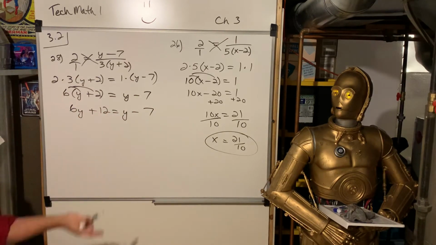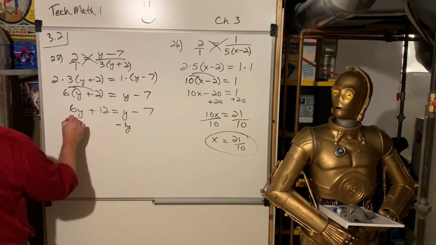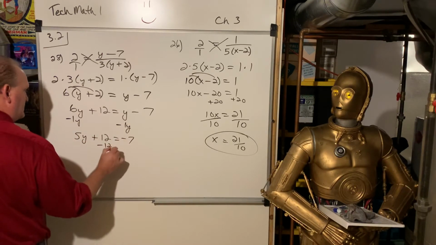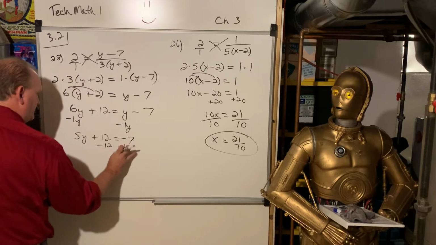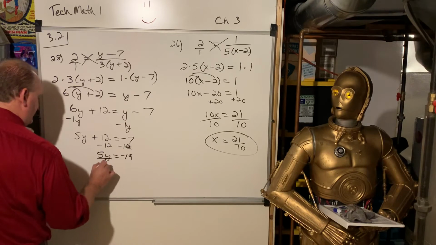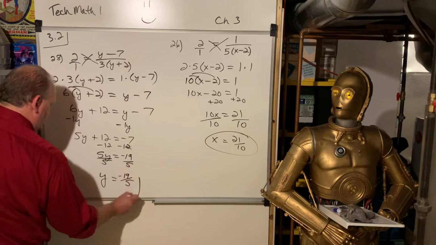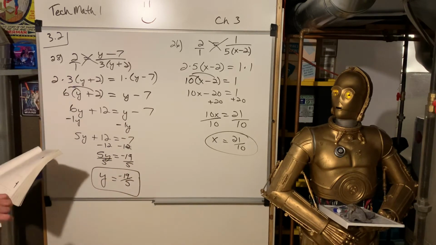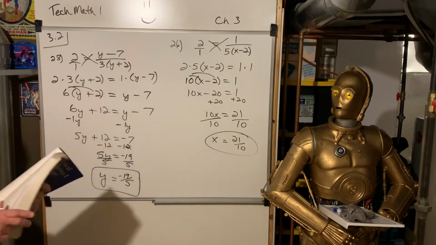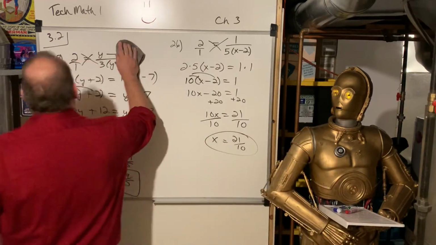And so now we go back into chapter 2. We did this where we subtract 1y. 5y plus 12 equals negative 7. Subtract 12. And 5y is equal to negative 19, and divide by 5. So the difference being, back in chapter 2, most of our answers worked out really nicely. And so far, all of these answers are pretty ugly. All right, so that was 3.2. Let's press on. We'll do 3.3.